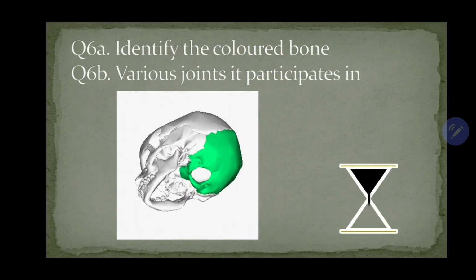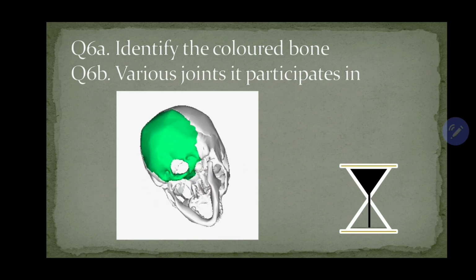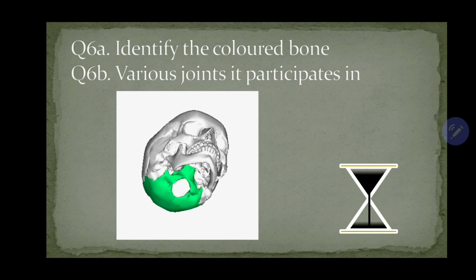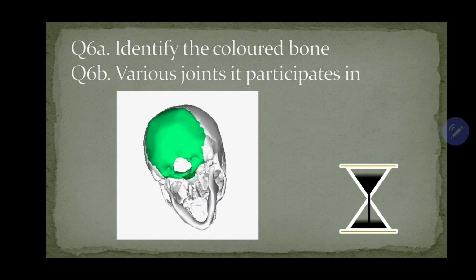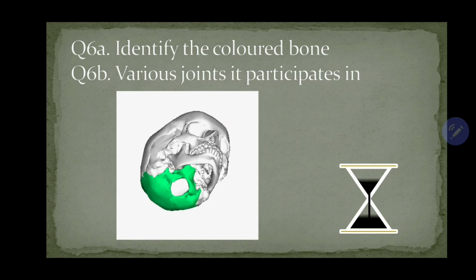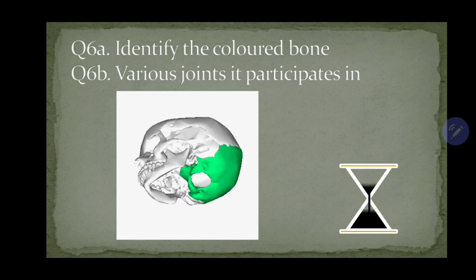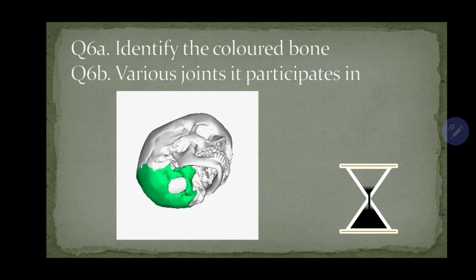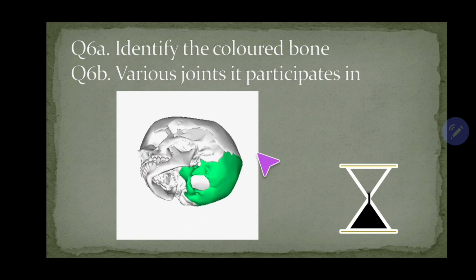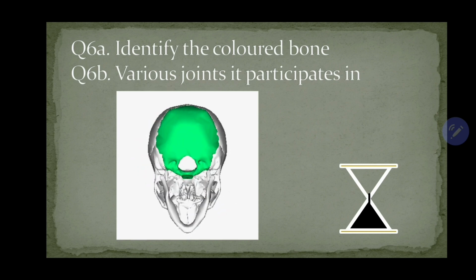The colored bone is the occipital bone, having the largest true foramen magnum. Regarding the joints it participates in, down below you are seeing the basal portion of the occipital, which joins with the sphenoid, forming the spheno-occipital joint. Then there is the petro-occipital joint, the occipitomastoid suture, and the occipitoparietal joint, that is called the lambdoid suture.